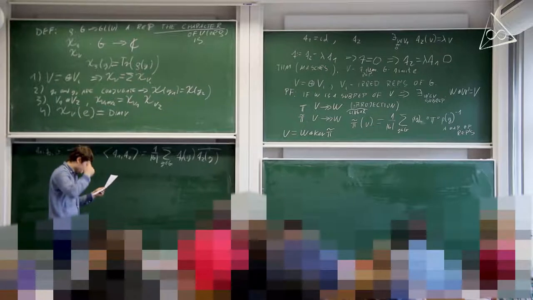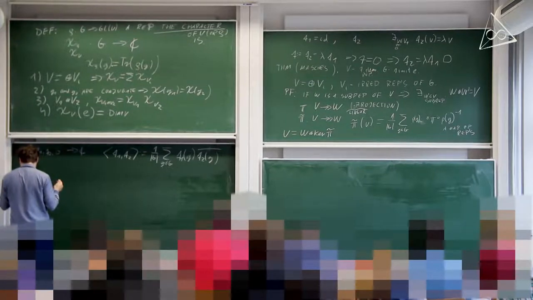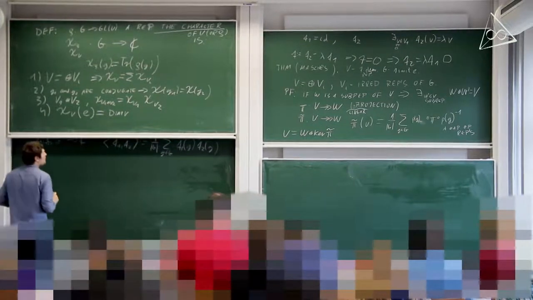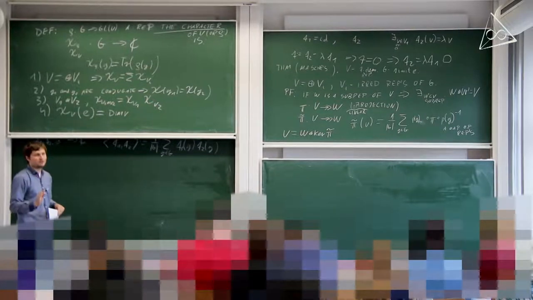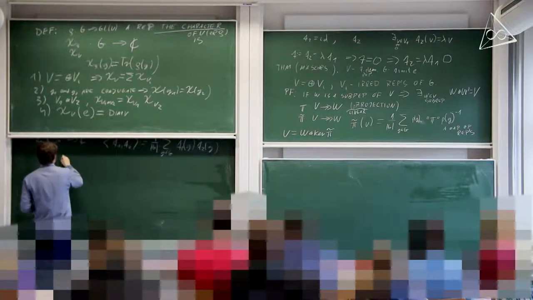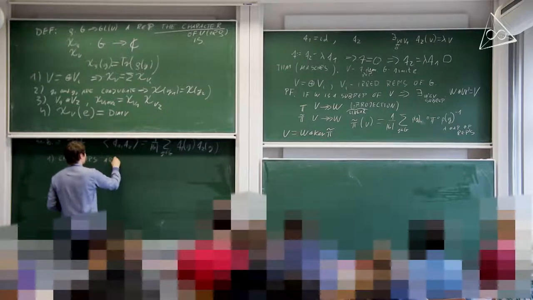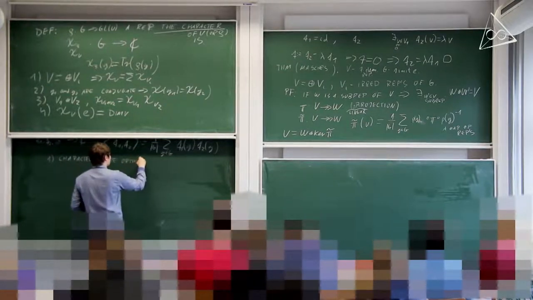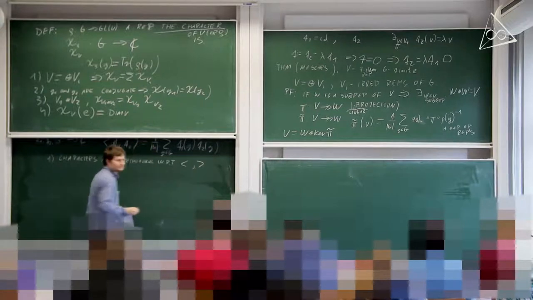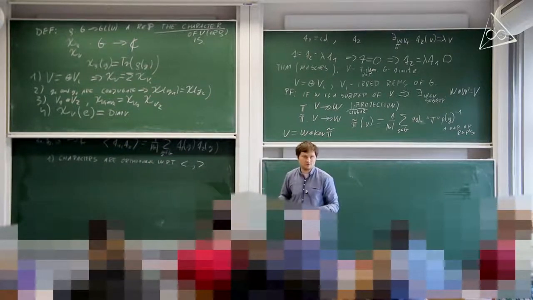Okay, so this is some product, and it turns out that I need one more definition, namely class functions. There are the following facts that I will not prove, but you can look at them in chapters 1 and 2 of Serre's book. It turns out that, first of all, characters are orthogonal with respect to this product. That's already good, so it means that we have some basis of some subspace of functions.